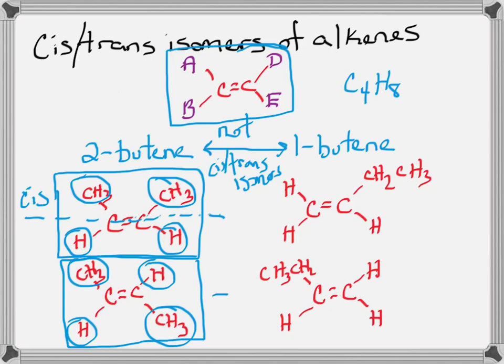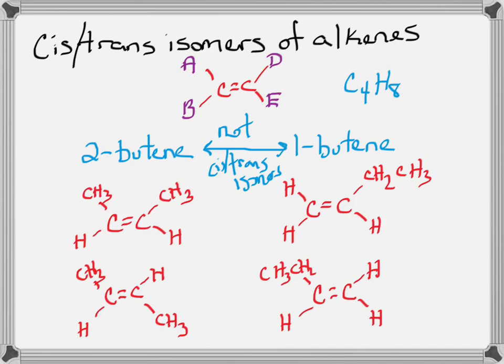So I drive the train tracks through the double bond, and notice I have a hydrogen on one side of the tracks and another hydrogen on the other side of the tracks. So they live on opposite sides of the tracks. If they're on opposite sides, this is trans. So the bottom molecule is trans-2-butene, which would be its full name, and the top molecule is cis-2-butene.